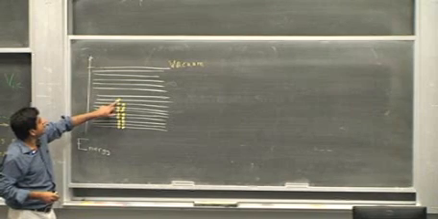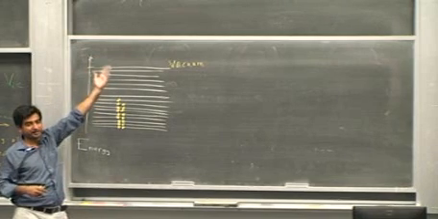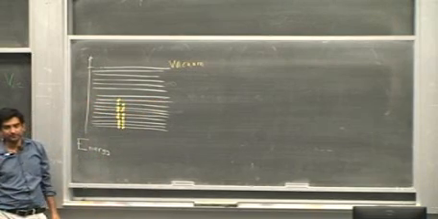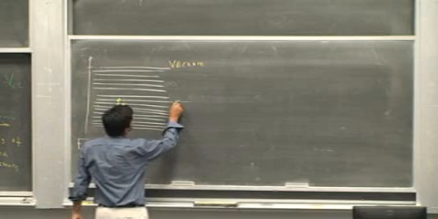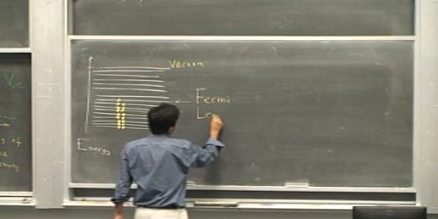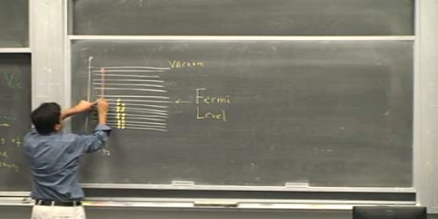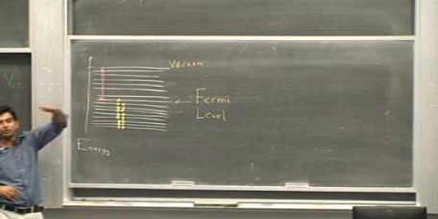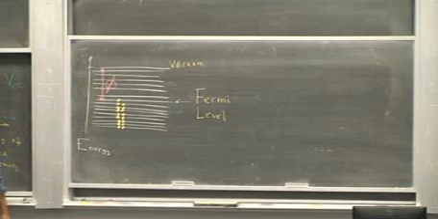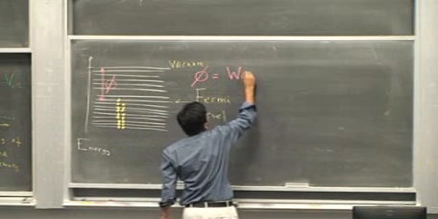If you provide any electron with energy equal to or higher than this energy, it will be free. It will be ejected. Now this is the topmost filled level. This is called the Fermi level. And this difference in energy, between the Fermi level, which is the topmost filled level, and vacuum, is generally denoted by phi and is called the work function.